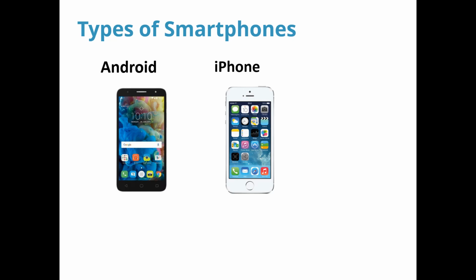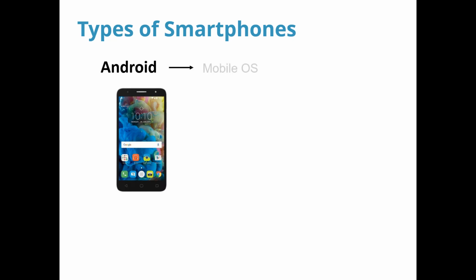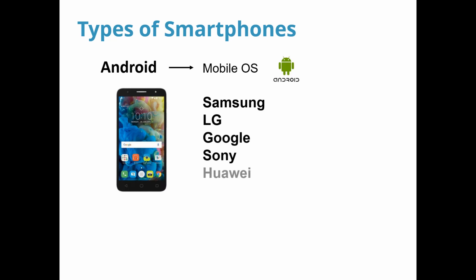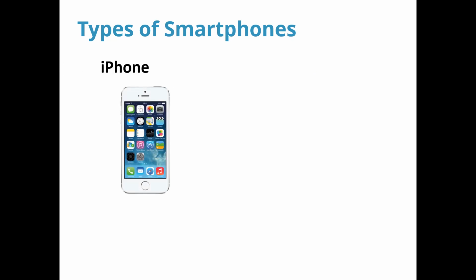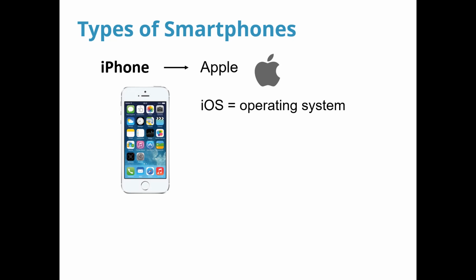The word Android is actually a mobile OS operating system. It is used on cell phone brands such as Samsung, LG, Google, Sony, Huawei, just to name a few. The word iPhone is actually the name of the phone made by Apple. It uses iOS as its operating system.